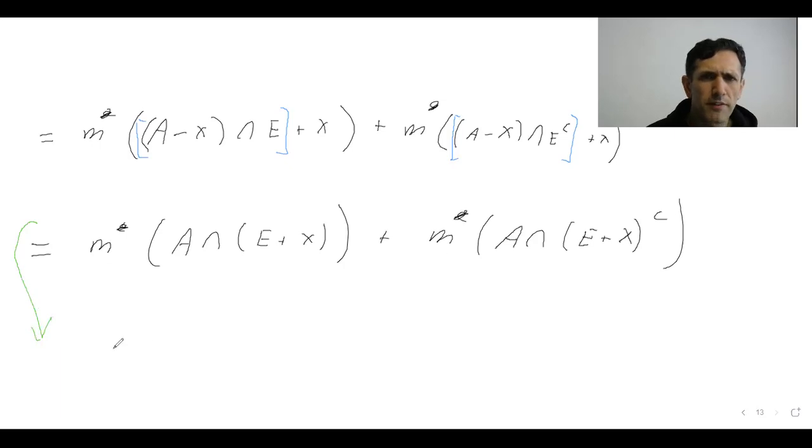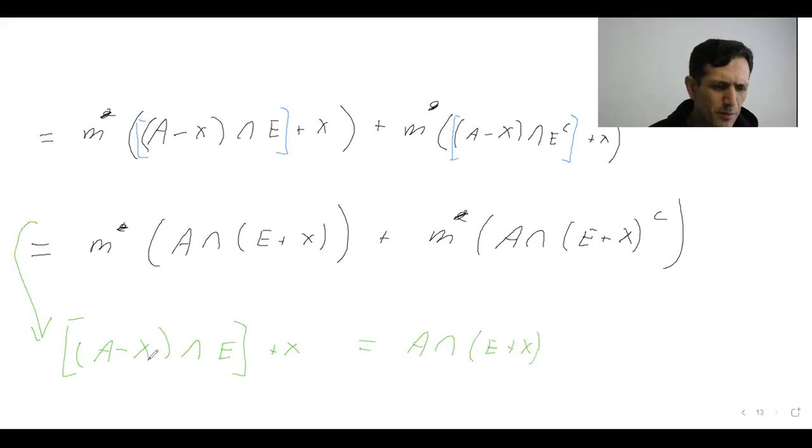Well, here I'm just using the fact, and again, this is not obvious, but you can prove it, that A minus X intersect E plus X is going to be equal to A intersect E plus X. And I'll give this as a homework. I don't think I'll collect it. But that's exactly what I'm doing here. I'm saying that these two sets are equal and these two sets are equal.